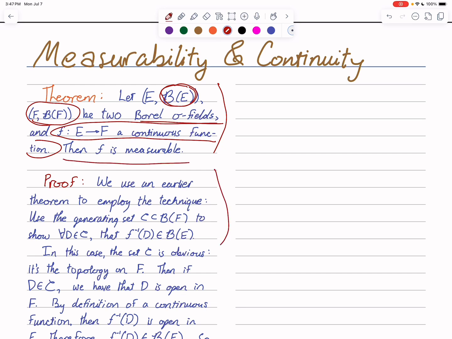Now, we will use here an earlier theorem, which allows us to employ the following technique. We will use a generating set, which is a subset of the given sigma field, in particular the one for the range. And with that generating set, we will show only that pre-images of its members are contained in the sigma field of the domain, right? So there was an earlier theorem which said that this is a sufficient condition, right? If you don't have to do it on the entire sigma field, you can just do it on a generating set for the sigma field.